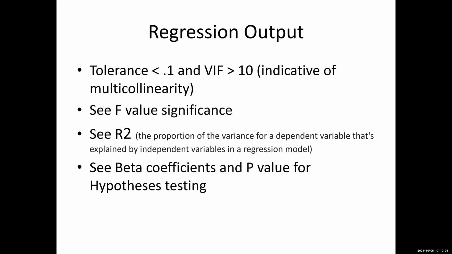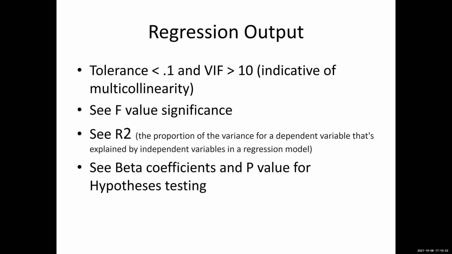The second thing we typically look at is the F value. Now, just like the ANOVA, if the F value is significant, we move on to the interpretation part. But if the value is not significant, we stop there and we say that our regression model is not good enough, that our independent factors are not predicting the dependent factor.